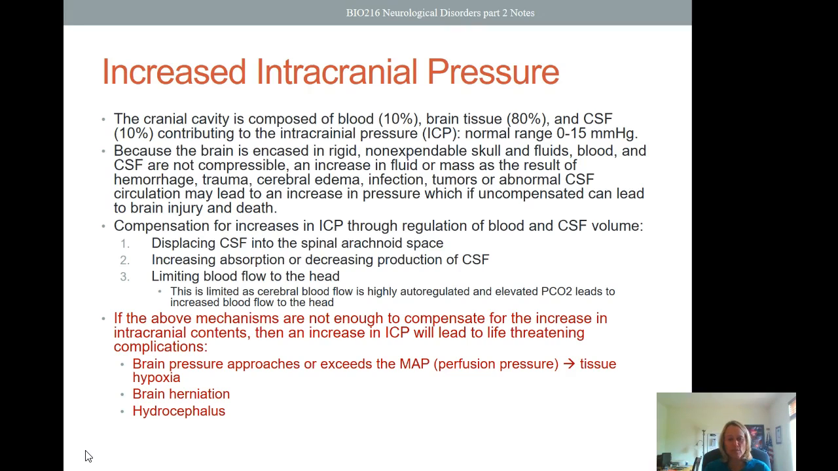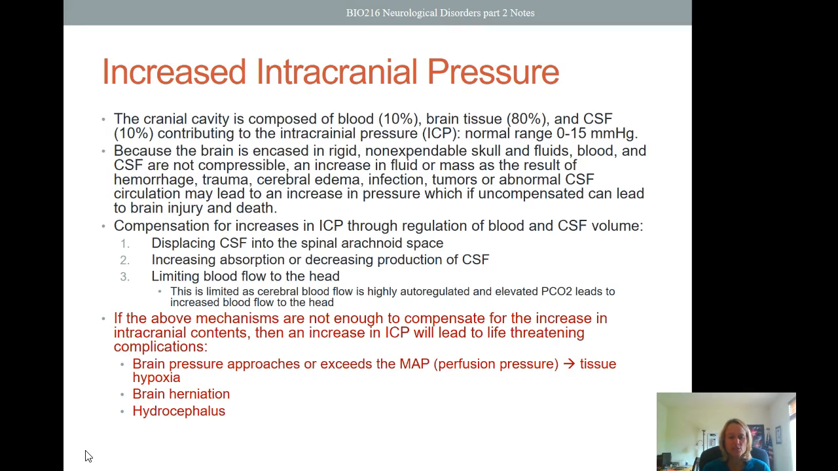Now, this is going to be limited as cerebral blood flow is highly regulated, and an elevation of PCO2 in the brain is going to cause cerebral dilation and increased blood flow to the head. Now, if those above mechanisms are not enough to compensate for an increase in intracranial contents, then that increase in intracranial pressure can lead to life-threatening complications.